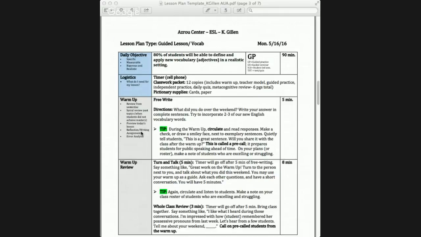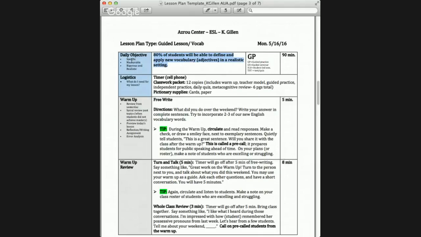So every lesson plan has a daily objective. Your objective is the main point that you're trying to get across in your lesson. So it's the main knowledge or skills that you want your students to come away with at the end of a lesson. My objective here is: 80% of students will be able to define and apply new vocabulary, and the vocabulary is adjectives, in a realistic setting. So I want my class to leave that day being able to define the vocabulary words and also use them in their daily lives. That's my goal for the day.